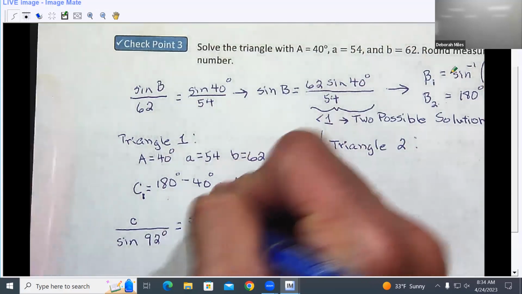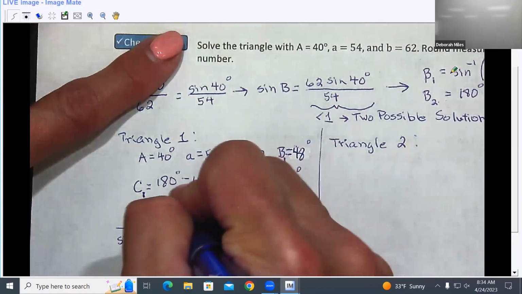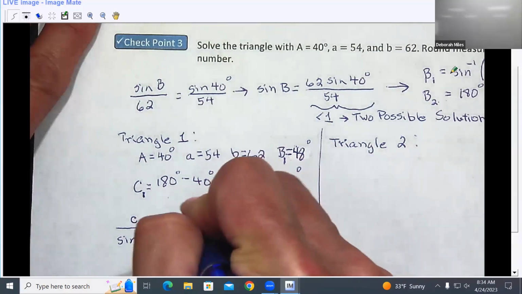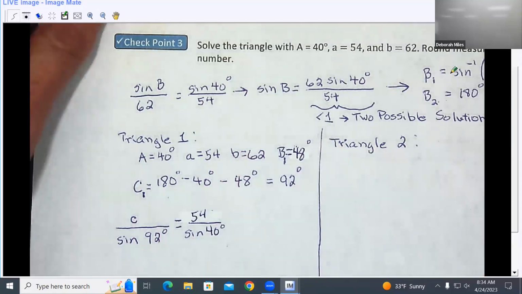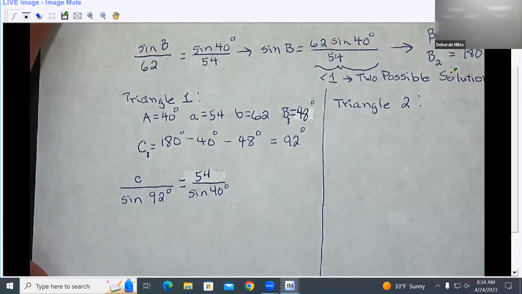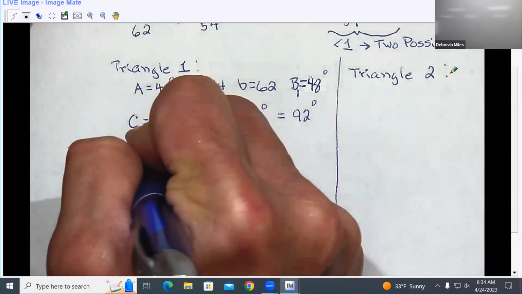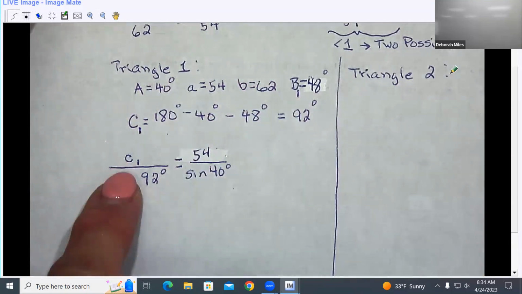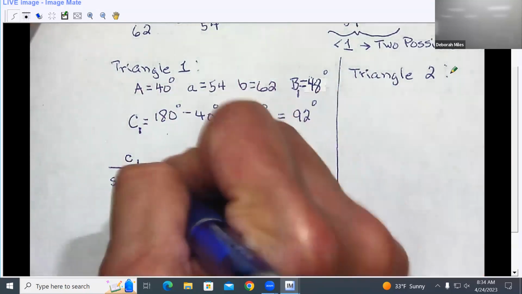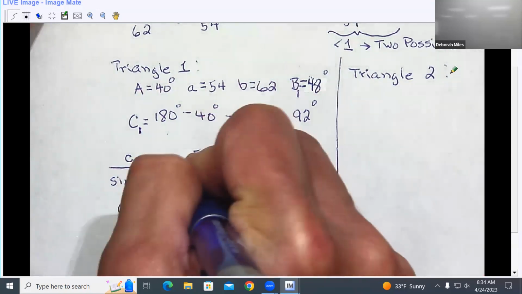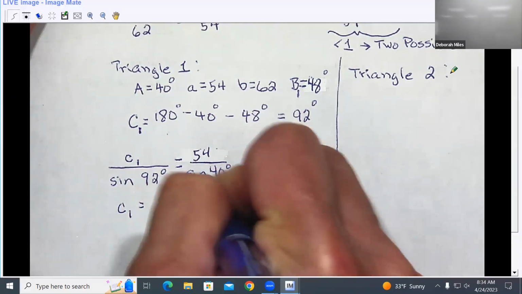So A is 54 over sine 40 degrees. And I'm going to call this side little c1, again, because it's part of triangle 1. C1 would be 54 times sine of 92 degrees divided by sine of 40 degrees.